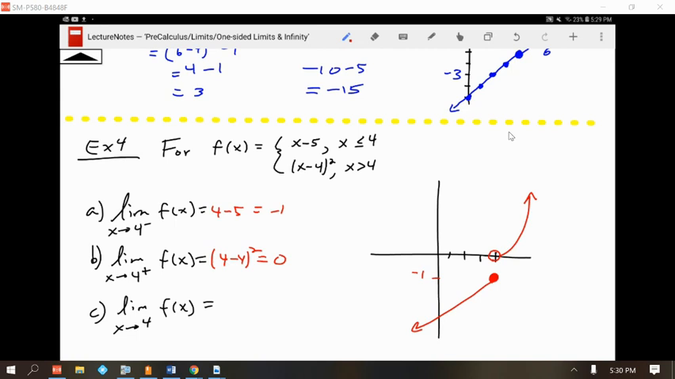Notice this is a function. If you draw a vertical line, it passes the vertical line test. Even at 4, I did pretty good there. It goes through the dot and it goes through the hole, so it only touches the graph in one point when you draw a vertical line. So this is a piecewise function.